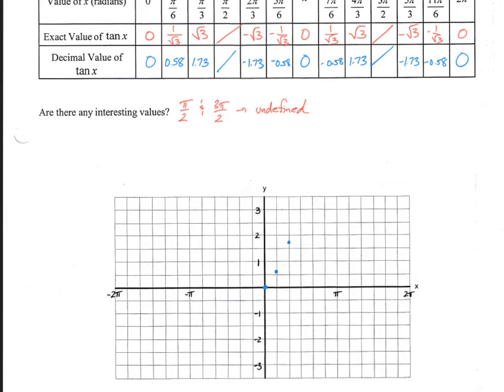I can't plot anything at pi by 2. When I then get, and keep going, now I'm down at negative 1.73. I'm a little bit past 0.5, my 0, and now I see that pattern repeat.